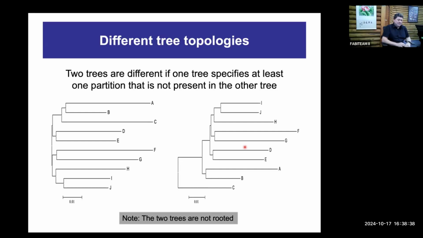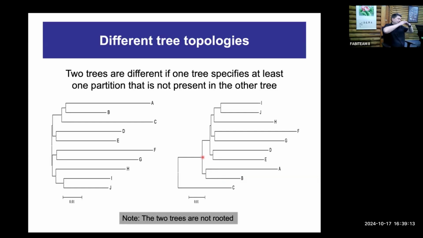Good. Okay, we will stop this now. That's always a fun exercise. In this case, these two trees are actually the same, because all the partitions, all the nodes, share the same taxa. For example, here we have A and B that share a node, and here we have A and B that share a node. Here we have ABC that shares a node, and ABC shares a node.